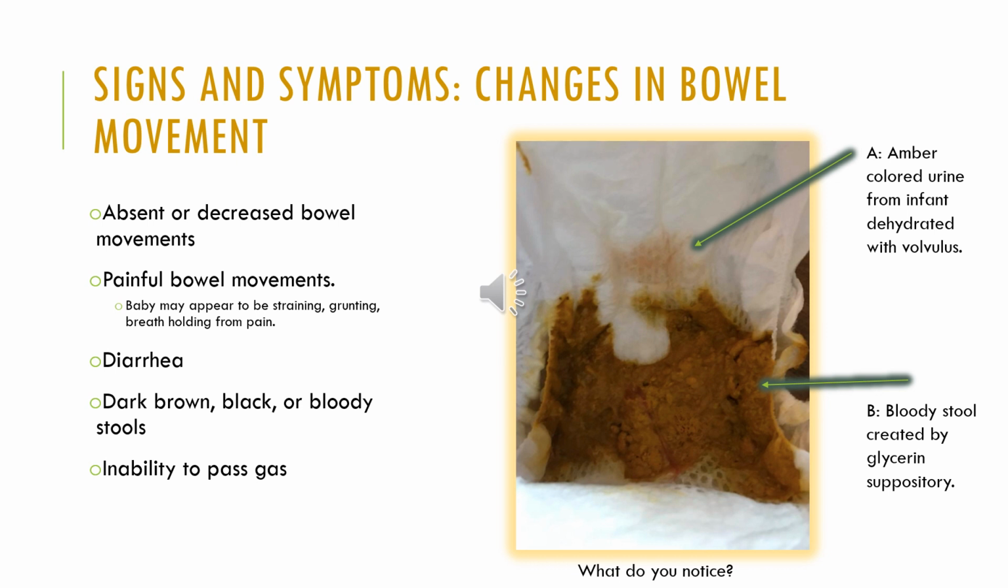In the picture you will see a patient that was 7 days old with amber-colored urine. He was extremely dehydrated from his volvulus. And then in arrow B, you'll see that there's blood within the stool, and this stool was created by a glycerin suppository.